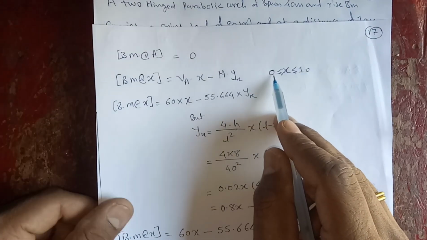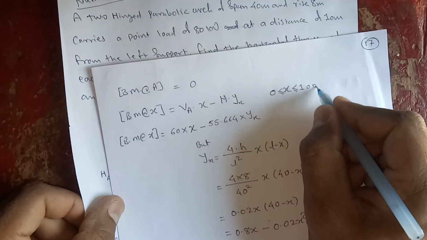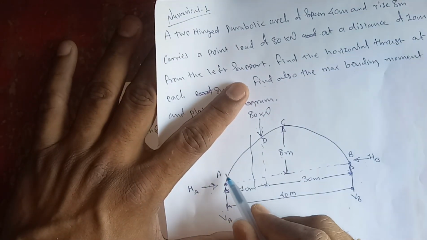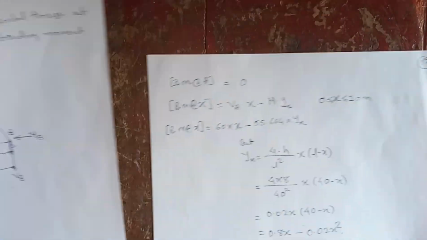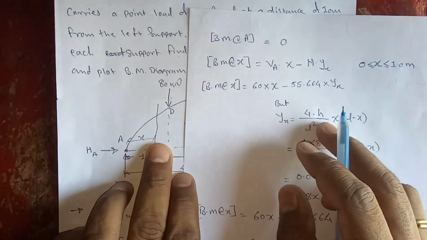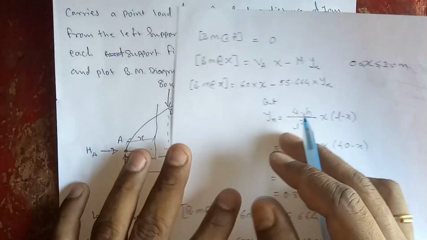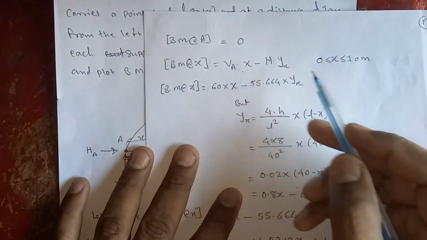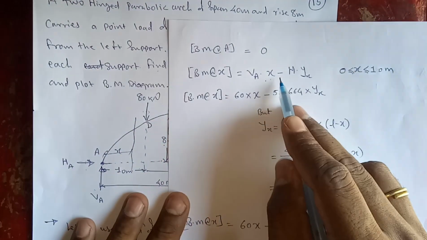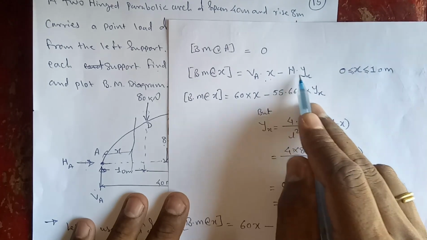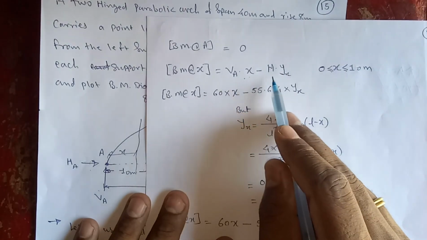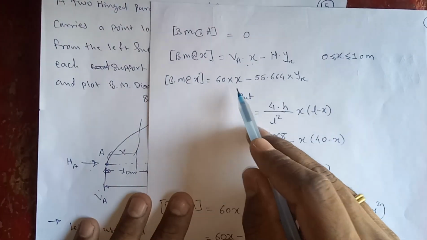The M x equation for the bending moment from 0 to 10 meter, where the point load is acting. If you want to calculate the bending moment at distance x, it will be simply VA multiplied by the x distance and HA multiplied by the y distance. So VA into x minus HA into y. No doubt VA will cause a sagging moment, whereas HA will cause a hogging moment. We already know the equation for y. We'll substitute the value of V and the value of H, which we have already calculated.